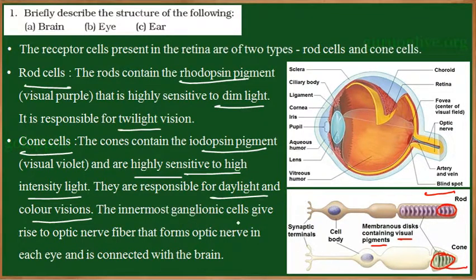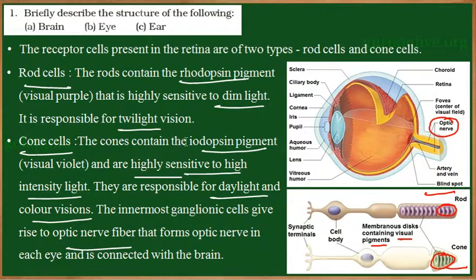Now the innermost ganglion cells give rise to the optic nerve fiber, through which the information is taken to the brain. So these are the structures of the eye.